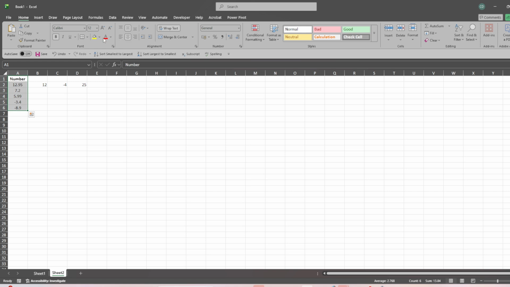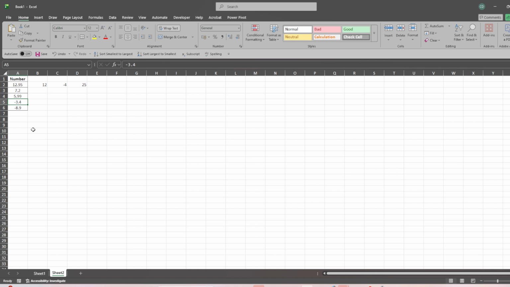Let's look at some sample values such as 12.95, 7.2, 5.99, negative 3.4, and negative 8.9. These examples help show how the function behaves with both positive and negative numbers, which is important because the results are not always what beginners expect.